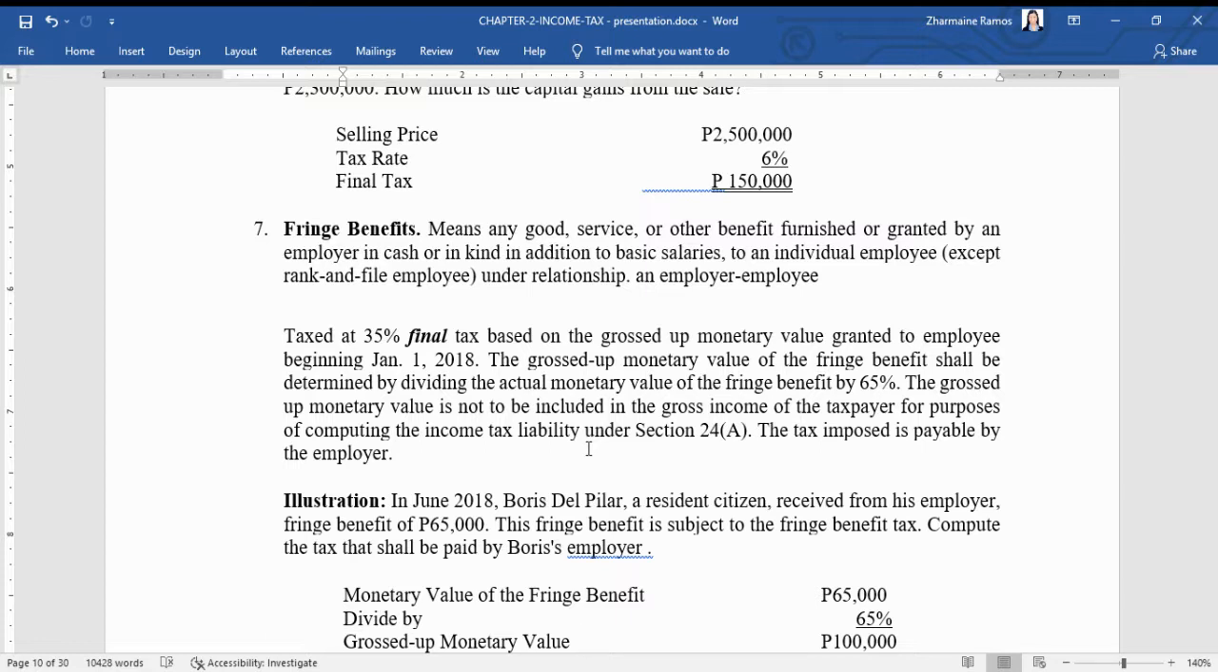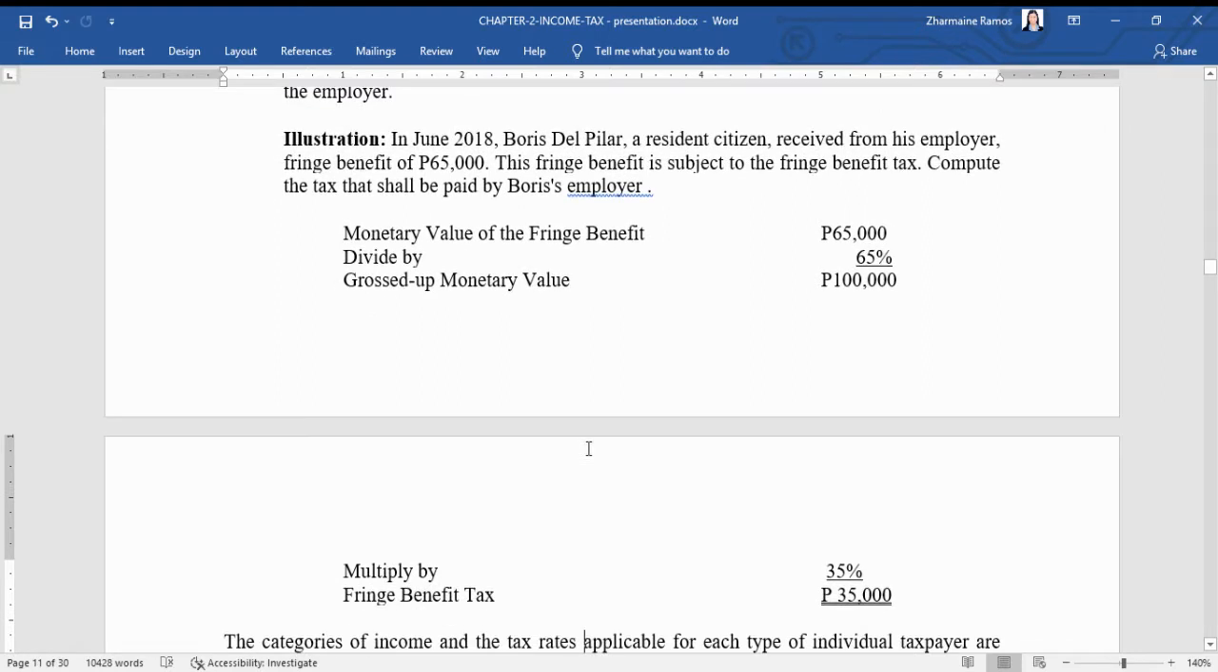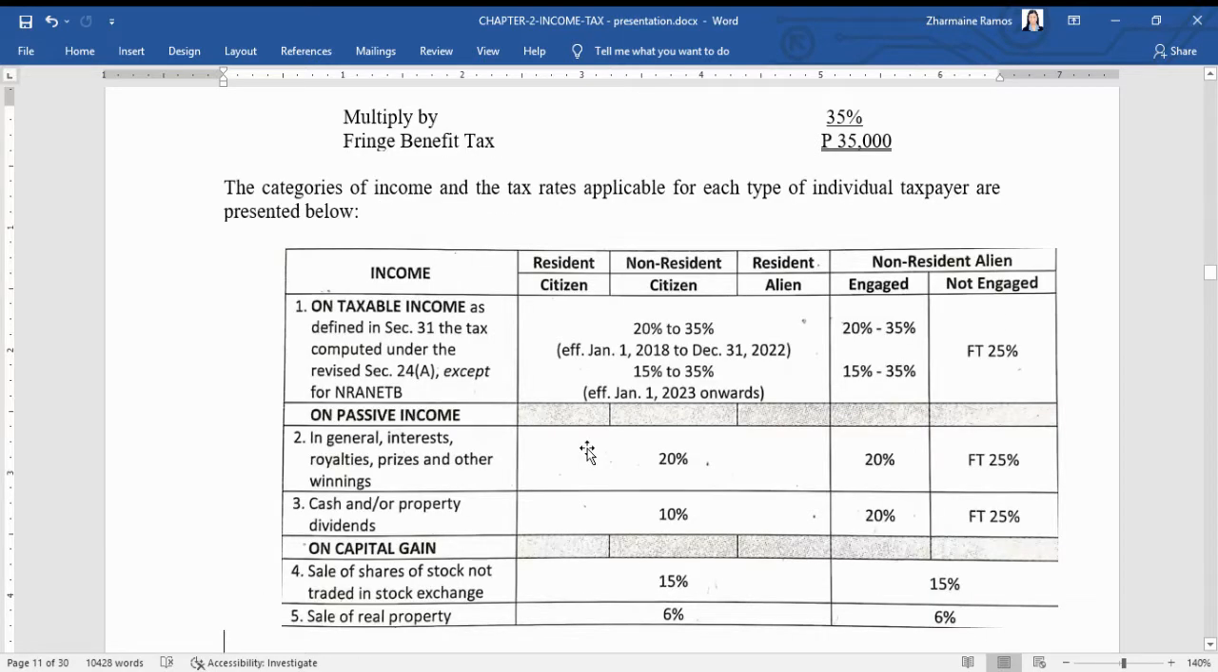So, the grossed up monetary value of the fringe benefit shall be determined by dividing the actual monetary value of the fringe benefits by 65%. So, i-gross up mo daw muna siya by dividing it to 65%. So, example, in June 2018, Boris Del Pilar, a resident citizen, received from his employer fringe benefit of 65,000. So, this fringe benefit is subject to fringe benefit tax. Ito yung computation niya. Siyempre, yung value, sabi kanina, i-divide mo daw muna siya sa 65% para mag-gross up. So, 100,000. Saka mo siya i-multiply sa final tax rate na 35% para makuha mo yung fringe benefit tax.